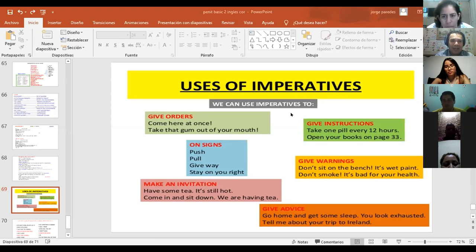Si estamos en una biblioteca, ¿cuáles serían los comandos? Silent. Okay? Don't eat. Don't drink. Okay? Si estuviéramos en un banco, make a line. Haga fila. Make a line. Okay? Keep distance. Guarda distancia. Keep distance. Okay? Like that.